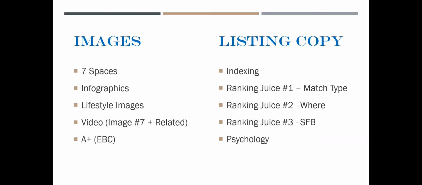So if you see competitors, or you have images right now where you don't have infographics or lifestyle images, you're going to want to fix that. Video 7, or picture number 7, is often your video if you have brand registry and the ability to add video to your listing. I highly recommend you get a trademark so that you can do a video and your enhanced brand content, which is called A+ now.